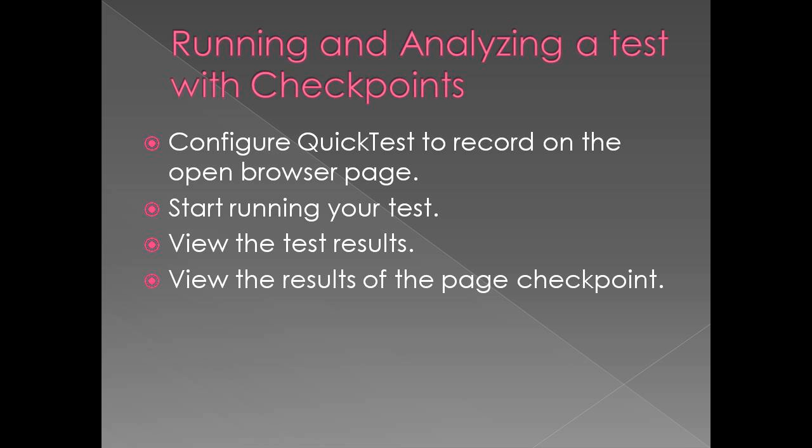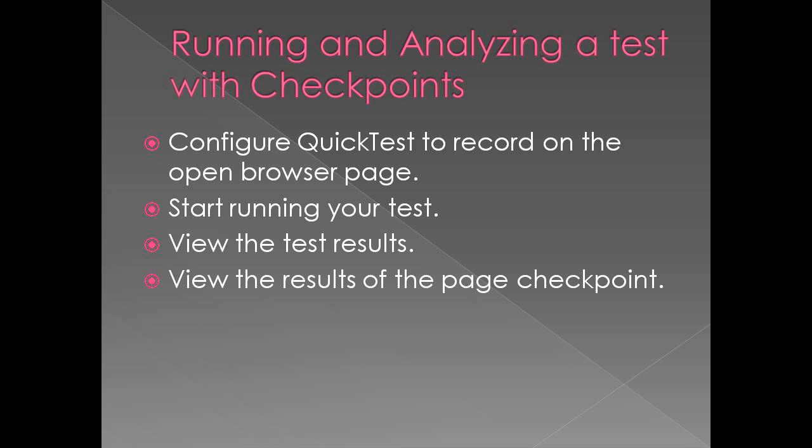2. Start running your test. A. Click Run or choose Automation, Run. The Run dialog box opens. B. Ensure that New Run Results folder is selected. Accept the default results folder name. C. Click OK when the test run is completed. The test results window opens.